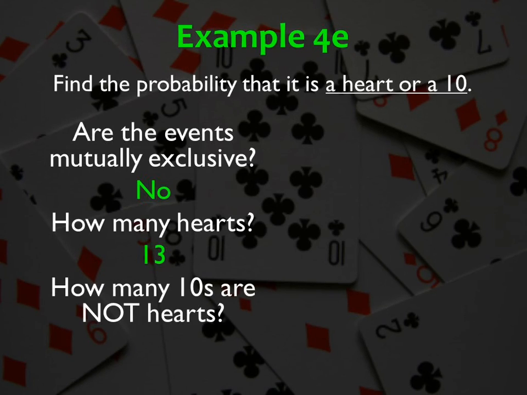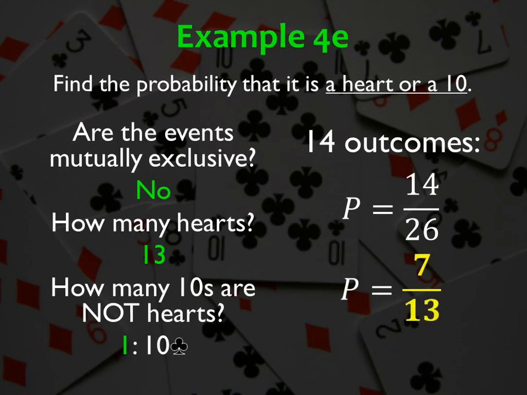Now, how many of those 10s are not hearts? Because we already counted the 10 that's a heart. We don't want to double count it. So there's only one other 10 that's not a heart. That's the 10 of clubs. So there are 14 total outcomes to get either a heart or a 10, or both. So that's 14 out of 26, which reduces to 7 out of 13.